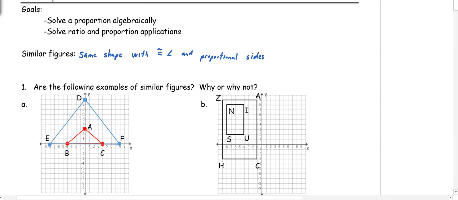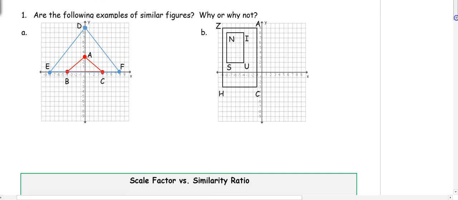This video is about solving a proportion algebraically and solving a ratio and proportion application. So remember that similar figures are the same shape, with congruent angles and proportional sides. Proportional sides means if we take two dimensions of our shape and compare them, they're all going to reduce to the same fraction. So in number one, are the figures similar or not similar, and why or why not?